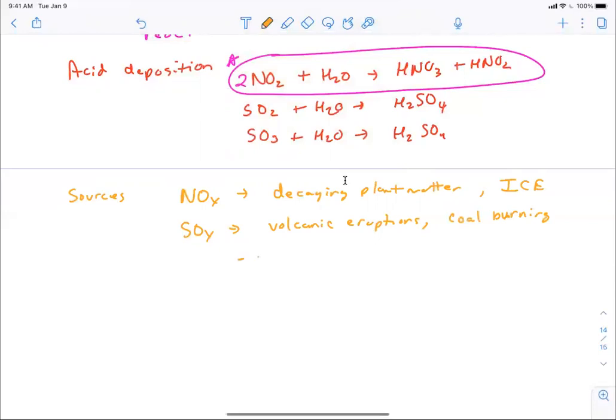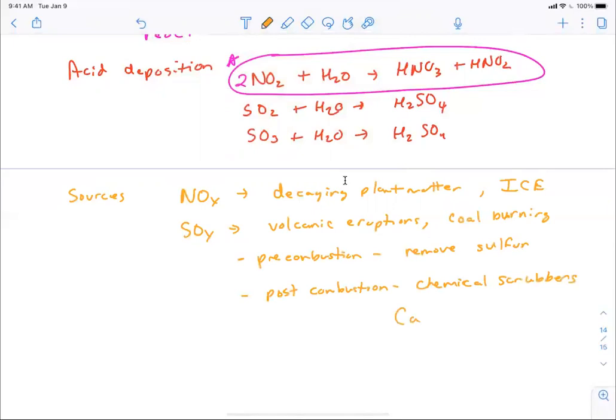And within this, in pre-combustion, we just remove the sulfur. And in post-combustion, we use chemical scrubbers, such as CaO, to react with the SO2 to form CaSO3.